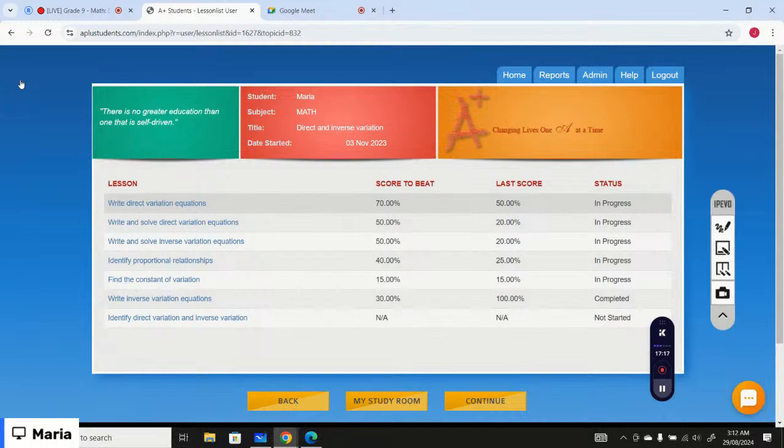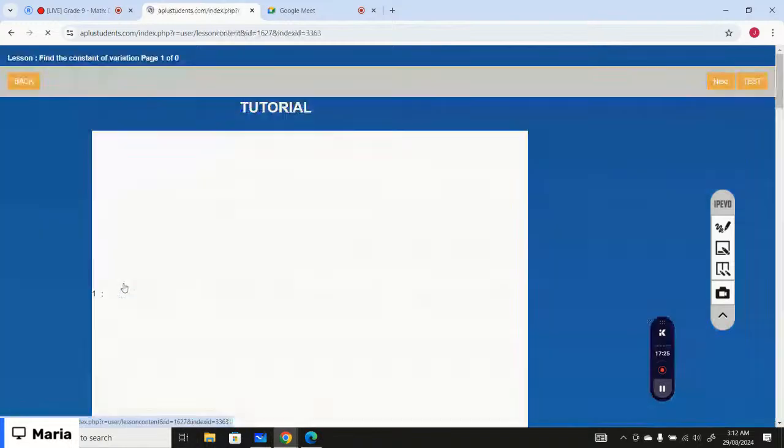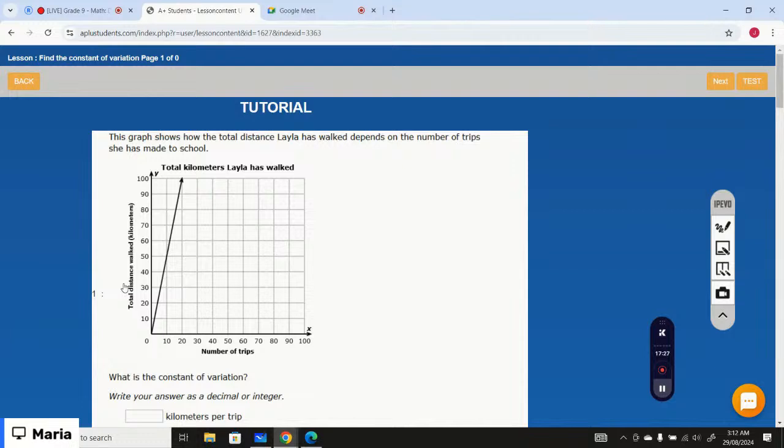The next lesson is find the constant of variation. Okay, the graph shows how the total distance Leila has walked depends on the number of trips which she has made to school. What is the constant of variation?